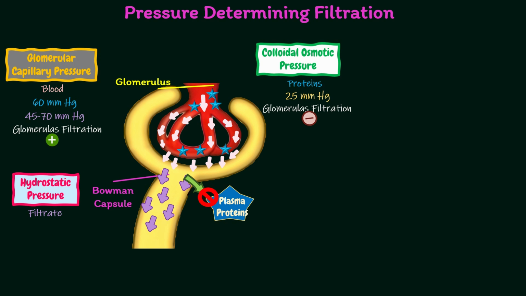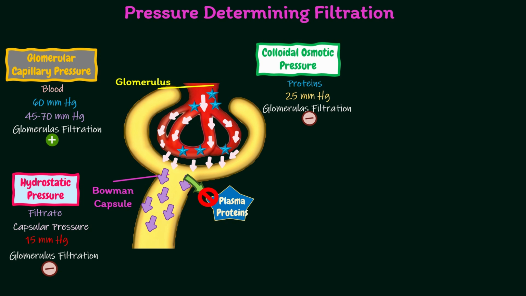Third is hydrostatic pressure in the Bowman capsule. Hydrostatic pressure in the Bowman capsule is the pressure exerted by the filtrate in the Bowman capsule. It is also called capsular pressure. It is about 15 mm of mercury. It also opposes glomerular filtration.